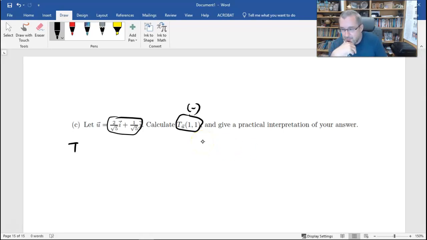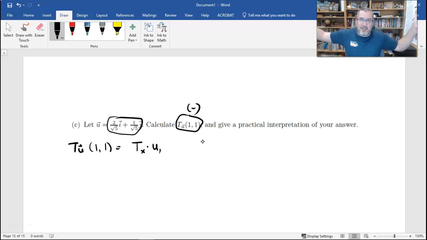Well, let's find out. The derivative in the direction of the vector u at the point (1, 1). Here it is. It's the partial derivative with respect to x at the point (1, 1) times the unit vector. Remember, we want to scale it so it's per 1, not per something else.